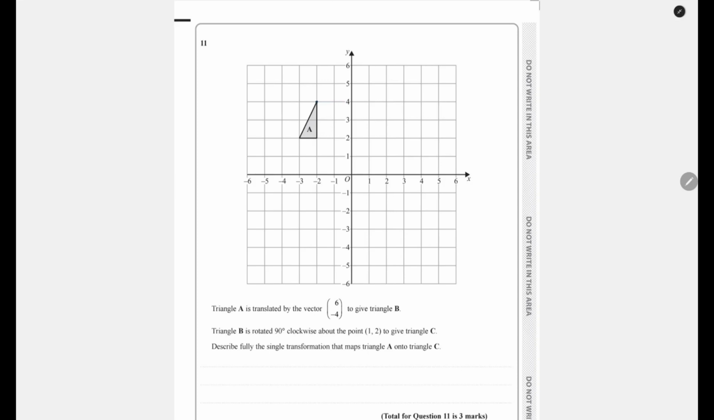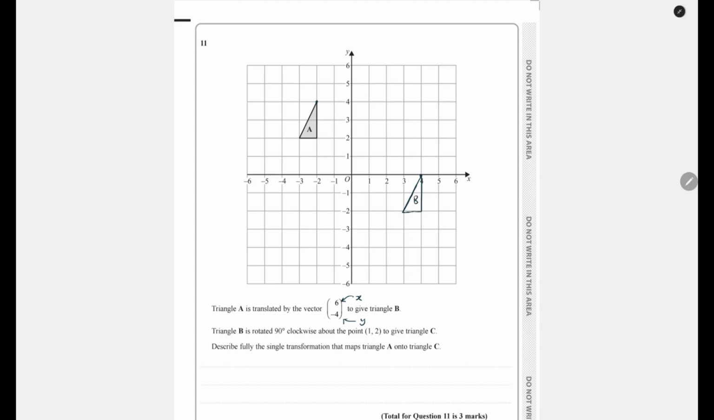So let's translate triangle A to give triangle B. Looking at the vector, we can see that we move across the x-axis, because that's the number at the top, in a positive direction, and that's to the right, and a negative direction via the y-axis, and that's down. So let's take this point here. If we move to the right 6 units, 1, 2, 3, 4, 5, 6, and then 4 down, 1, 2, 3, 4, our new point is here. If I do that for the other 2 points, my new triangle, or triangle B, ends up looking like this.